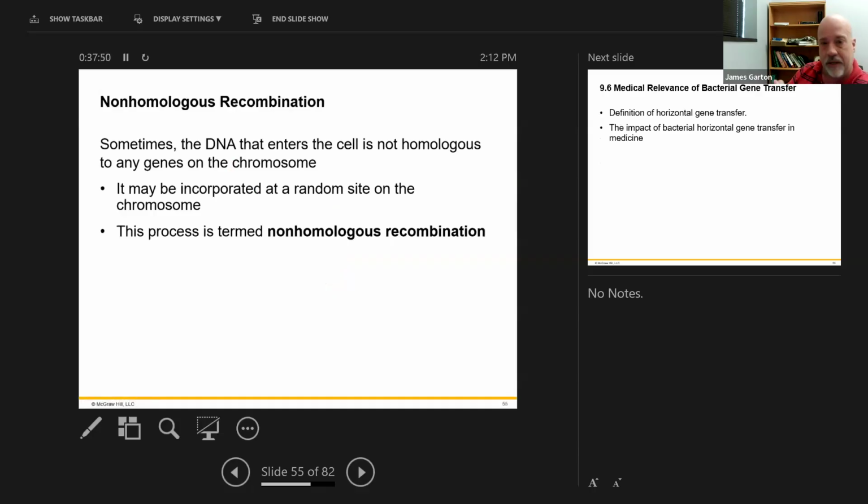Sometimes DNA that enters a cell through transformation is not homologous to anything in the recipient chromosome. And so it might be incorporated randomly into the chromosome. And this is called non homologous recombination. And don't ask me for details about this because I don't know them.